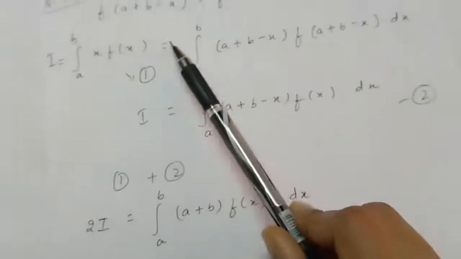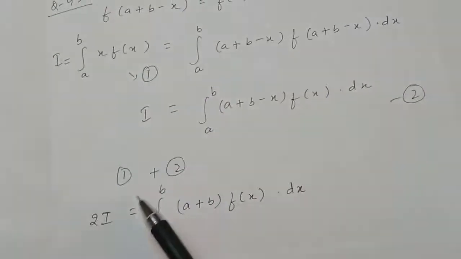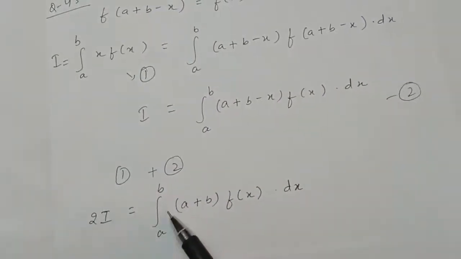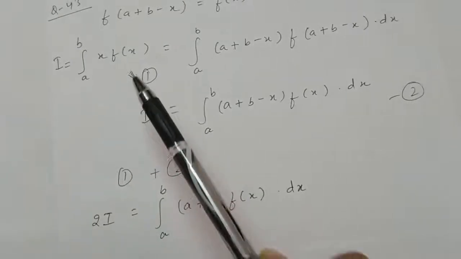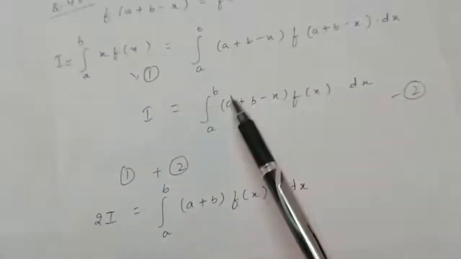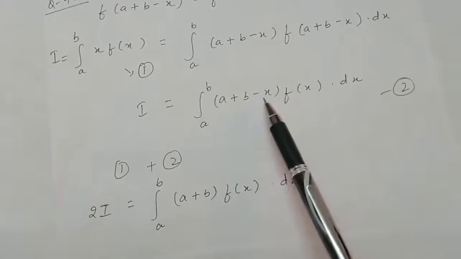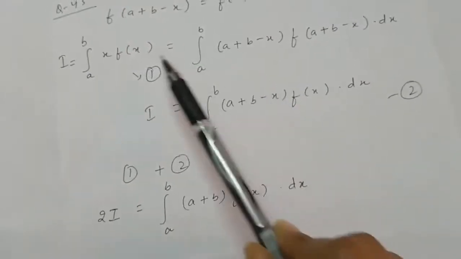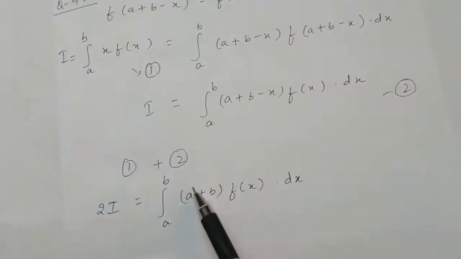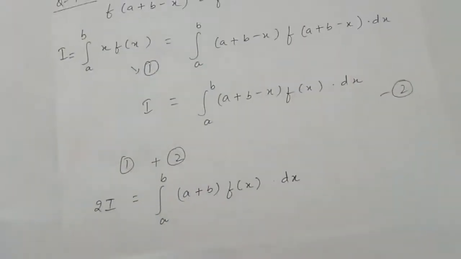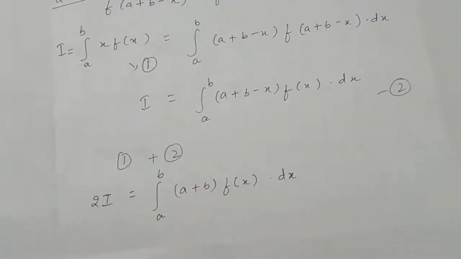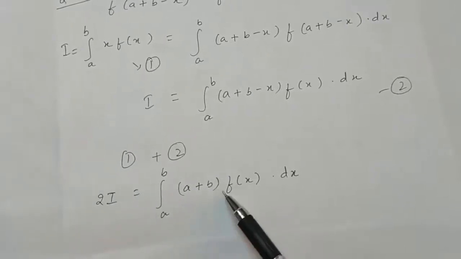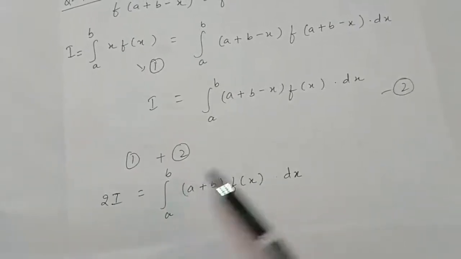Now add 1 and 2, so you will get 2I equal to integral of, this is x into f x and this is a plus b into f x minus x into f x. So this minus x into f x will get cancelled with this, so you will just get a plus b into f x. So I will be a plus b upon 2 integral of f x from the limits a to b.